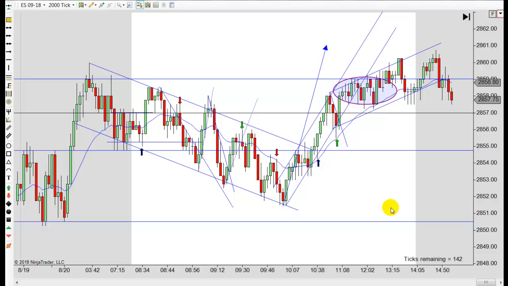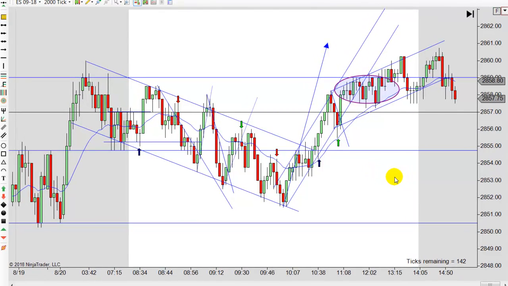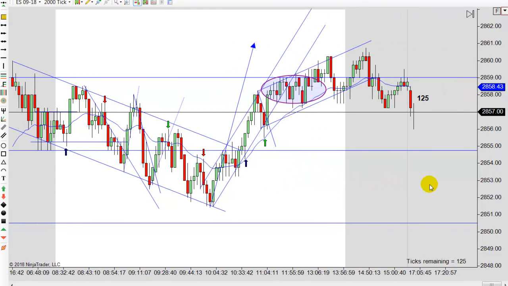Not much happening today. It was a really quiet, kind of low volume day. You can see there's not a lot of bars today. Not a lot of movement either. This is pretty much a range day, even into the close.